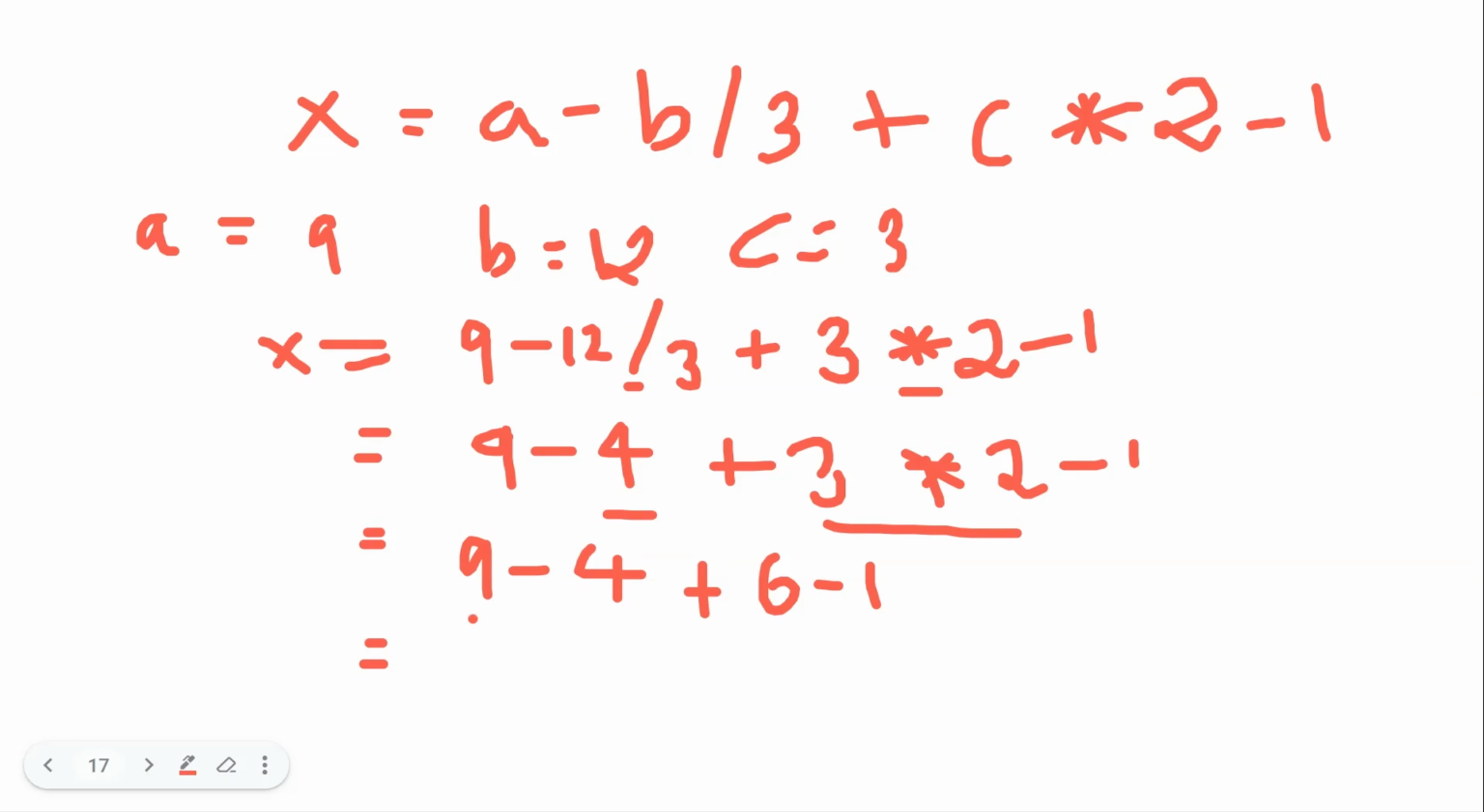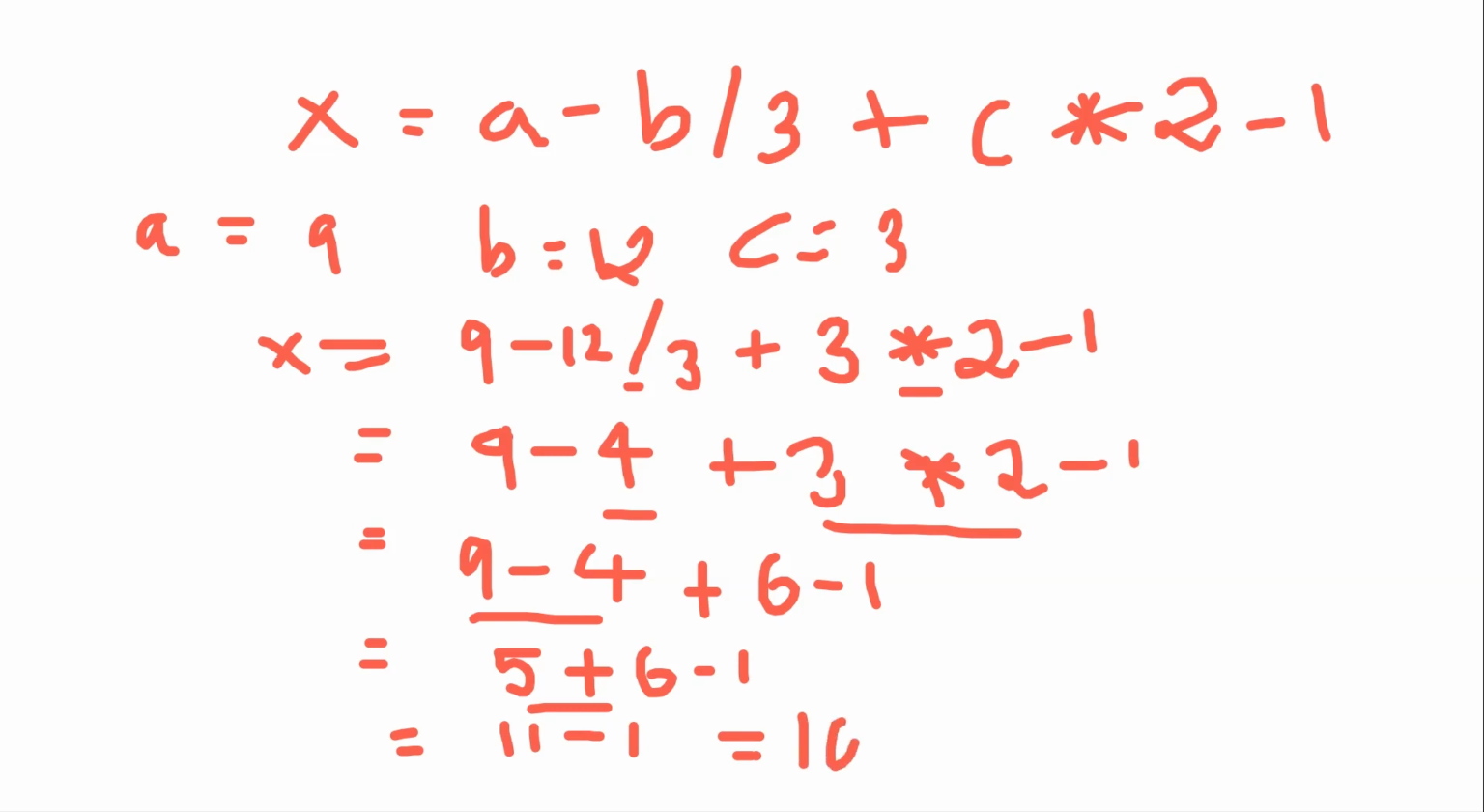So the sub-expression 9 minus 4 will be evaluated. So there you will get the result as 5. So it becomes X is equal to 5 plus 6 minus 1. So now again the sub-expression 5 plus 6 will be evaluated according to the associativity rule. So X is equal to 11 minus 1. So finally we get the result as X is equal to 10. So this is how you have to apply the operator precedence rule and associativity rule in evaluating an expression.